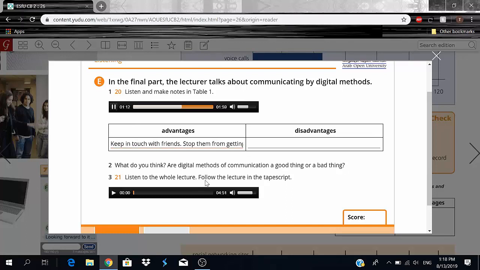However, some people say that digital methods are a bad thing. Okay, so actually let me pause this for a second. When a lecturer says "however," it usually means he's going to switch his tone to either a negative or a positive side. So he was talking about the advantages. That means when he says "however," either he's going to elaborate more about the whole stop them from getting lonely situation, or he's going to move on to the disadvantages. Okay, you guys? Just make note of the word "however."